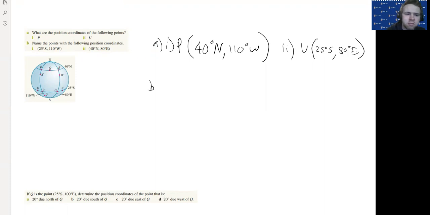Now we've got to find points that have these coordinates. So 25 degrees south is going to be on this bottom line, and 110 degrees west is going to be point T, because that lies on the intersection of those lines. And then for part 2, 40 degrees north, 80 degrees east is going to be R, because that lies on the intersection of those two lines there.